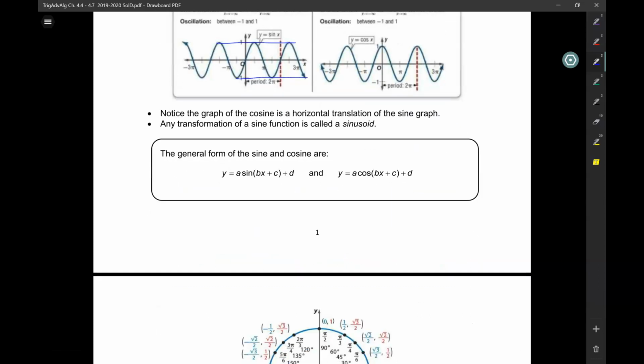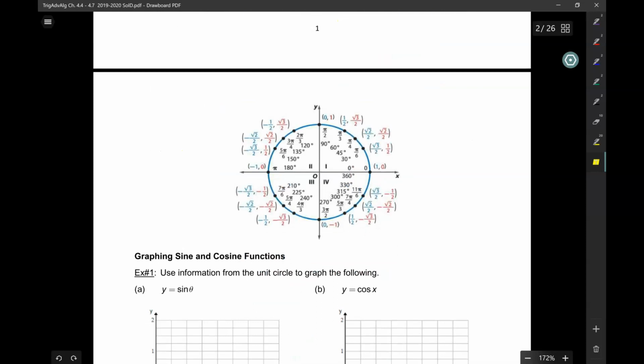Let's look at what the sine and cosine equations look like. So basically the general form of the equations is this: a sine(bx plus c) plus d, and each of these a, b, c, d serves a purpose in the life of the function. You guys have seen this before.